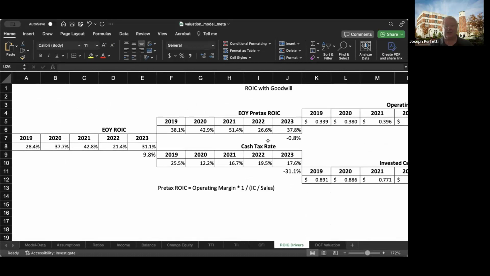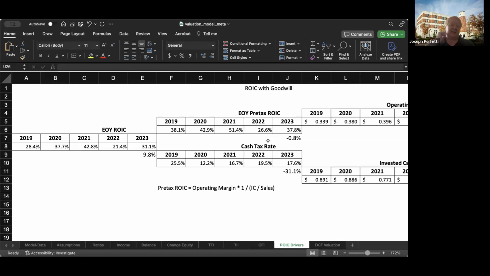The only other interesting thing about Meta was that it actually went up dramatically in 2021 to 42.8 before falling to 21.4 and then recovering to 31.1. So it wasn't just a vertical line down. It actually kind of peaked during the pandemic, right?